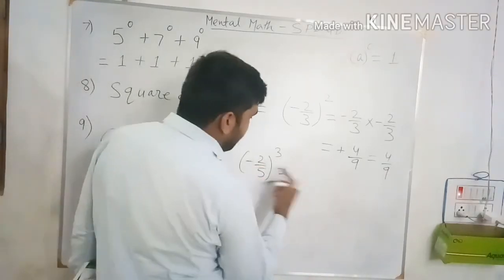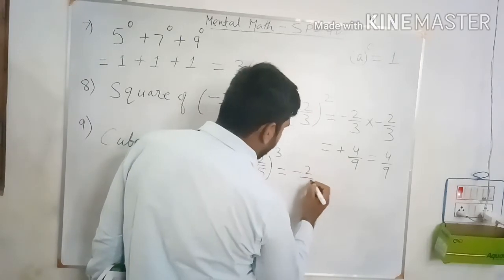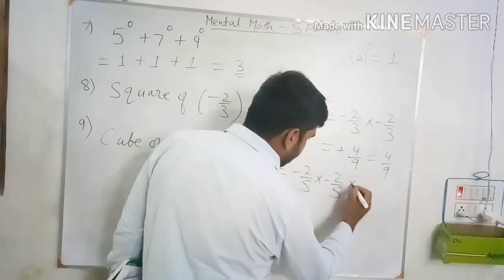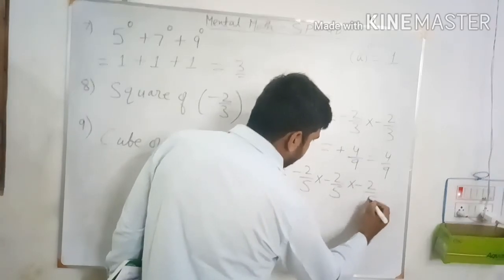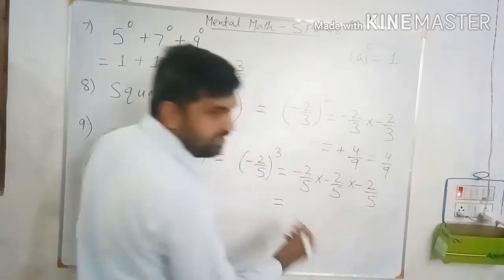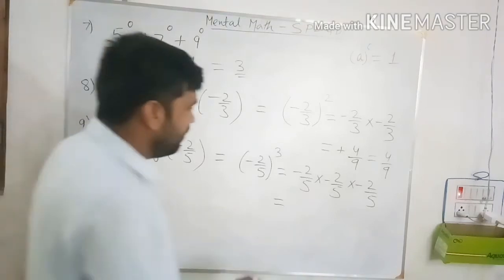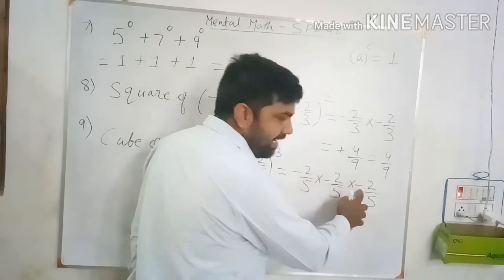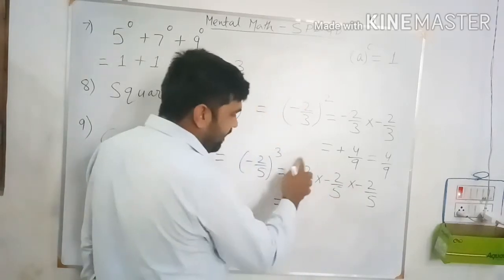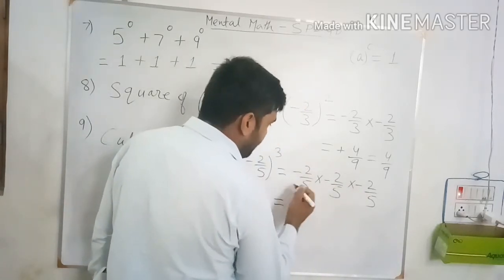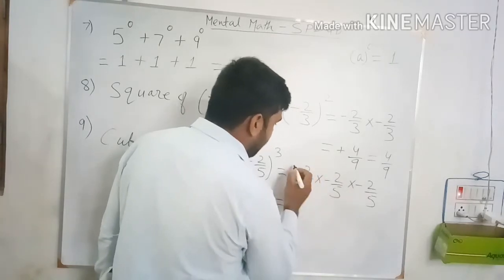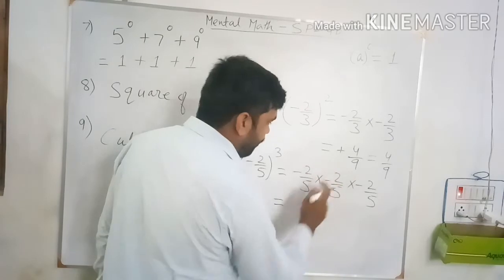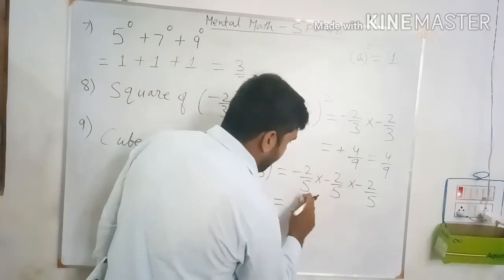Now multiply this base by itself 3 times: minus 2 by 5, multiply minus 2 by 5, multiply minus 2 by 5. See what result you are going to get. Minus minus is plus, plus minus is minus. First I am going to multiply these two pairs, minus 2 by 5 and minus 2 by 5. So minus minus is plus, 2 2s are 4, and 5 5s are 25.